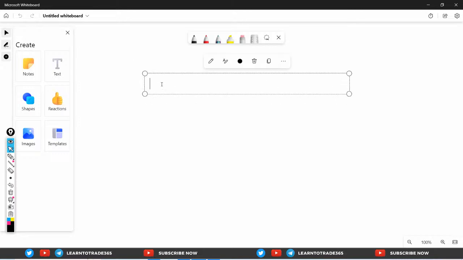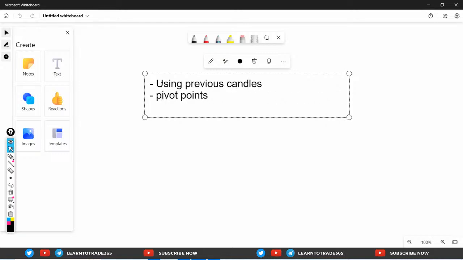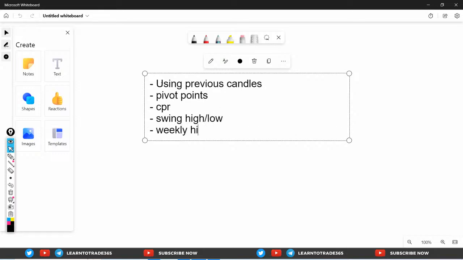For example, using previous candles. Okay, or if you want indicator based pivot points, CPR if required. CPR and pivot point calculation is almost the same, only there are 2-3 changes. If you want to mark swing high, low, probably weekly high and low. Okay, these are a few common ones, previous day's high and low.